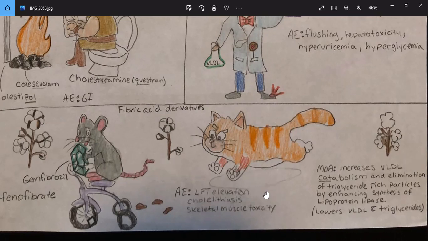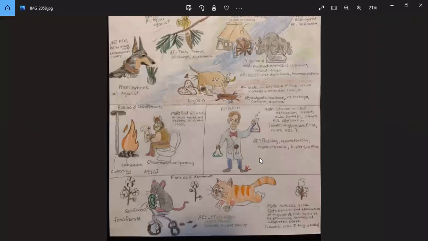So LFT elevation. Cholelithiasis, so gallstones. We have these 3 little stones here representing that. And then skeletal muscle toxicity. So this cat, you can kind of see its skeletal muscles a little bit.